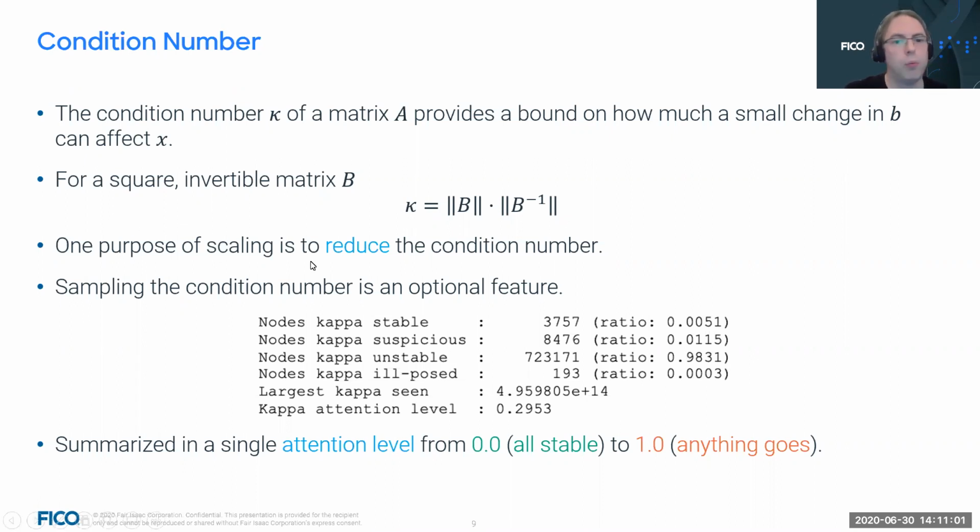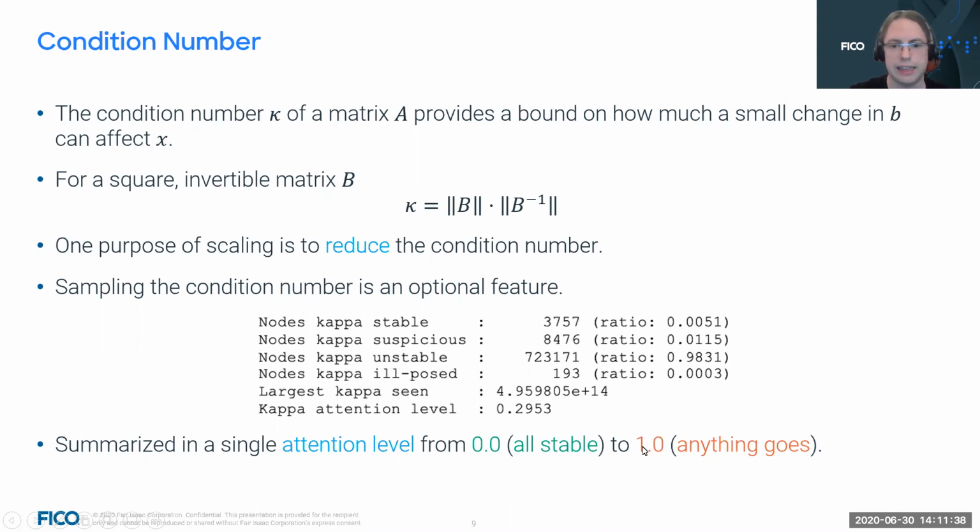One purpose of scaling will be to reduce this condition number, to reduce this error propagation. In different solvers, you have the option of sampling the condition number. This could then look as follows. You get a final report of how many of them were deemed stable, suspicious, unstable, and so on. And you compute something that's called the attention level. This is a number between 0 and 1, where it is exactly 0 if and only if all of the condition numbers are stable.